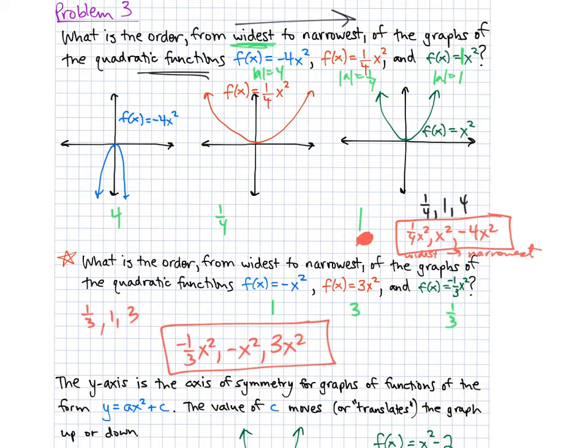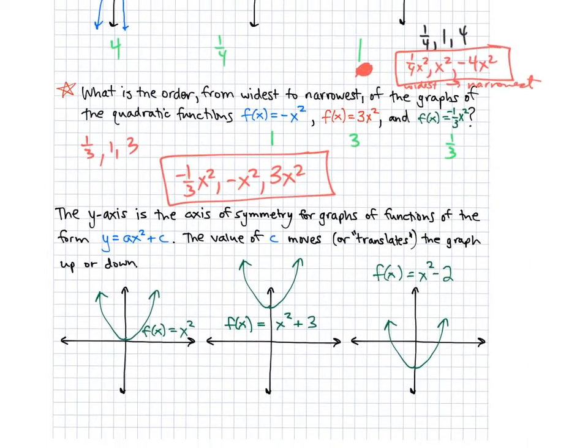All right, so hopefully you got, notice that the absolute value here is the smallest at 1/3. So that was the smallest, so that is negative 1/3 x squared. That's going to be the widest one. And then this one had a 1 for its absolute value of a, so that was next, negative x squared. And then this one had a 3, so that's going to be the most narrow, and that's just 3x squared. And then just write them in order.